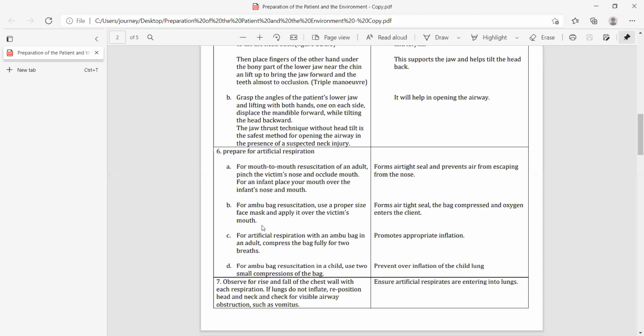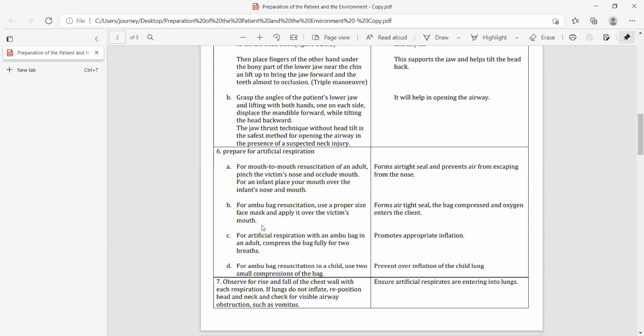When you squeeze, then you will say 2-3. Squeeze 2-3, squeeze 2-3, like that you will say. Okay, if you perform practically, you will know more. Okay, for Ambu bag resuscitation in a child, use too small compression of the bag. So when you perform resuscitation in a child with the help of an Ambu bag, then you have to use at least too small compression of the bag.